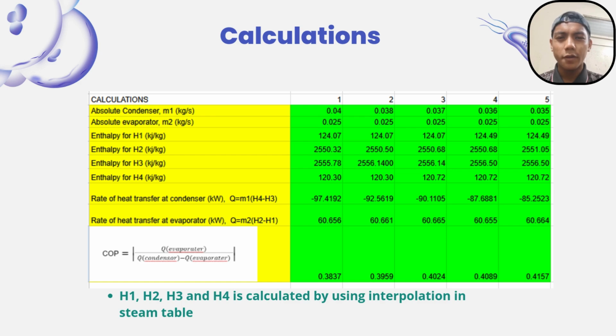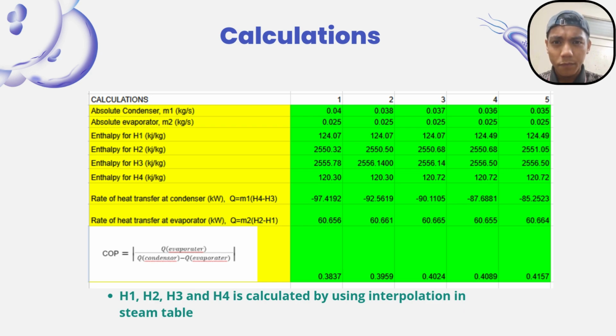The formula of heat transfer at the condenser is Q equal to m1 bracket h4 minus h3, while the formula of heat transfer at the evaporator is Q equal to m2 bracket h2 minus h1. We can get enthalpy h1 by interpolation at T1 using the steam table at saturated liquid. Same goes with h4. Next, we can get enthalpy h2 by interpolation at T2 using the steam table at saturated vapor. We use the same method for h3.